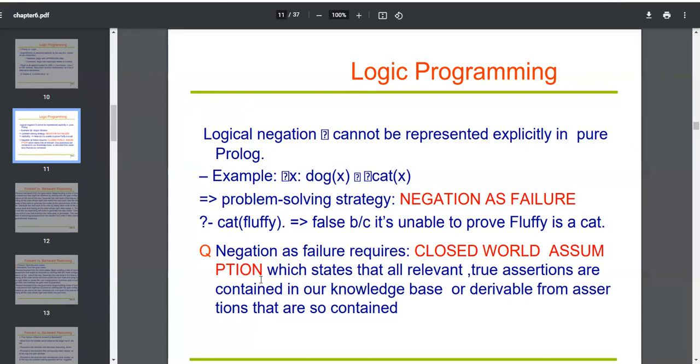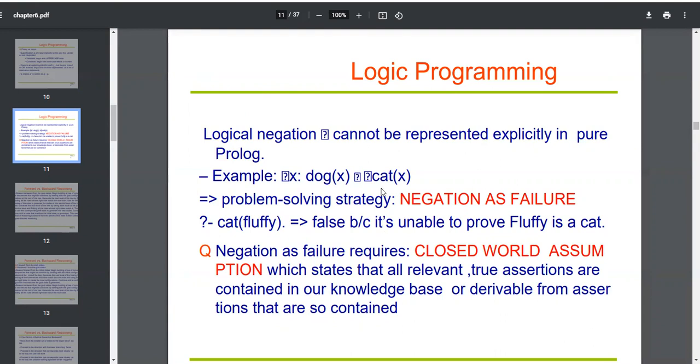Now there are two things that we will discuss in detail when we cover Prolog: failure and cut and fail, and the closed world assumption and open world assumption. The closed world assumption states that all relevant true assertions are contained in our knowledge base, or whatever is not available is false. In simple words, we assume that whatever knowledge and facts we require are by default added. Everything is contained, and whatever is not present does not exist, and hence it should be returned as false. That is called the closed world assumption.